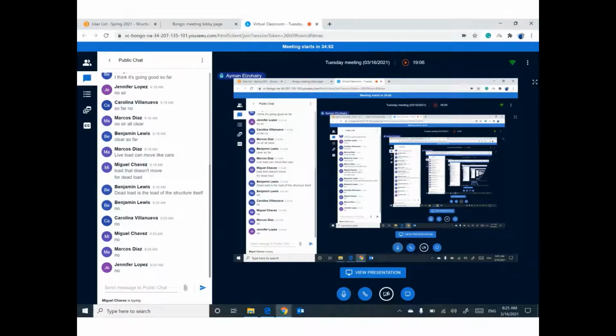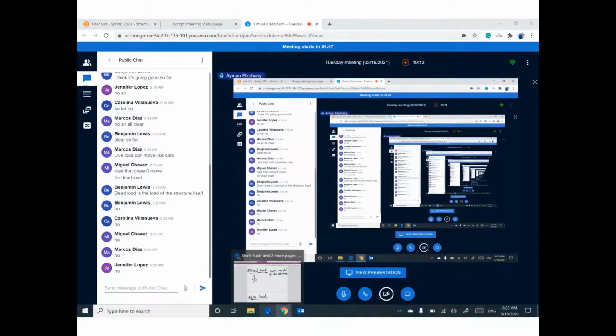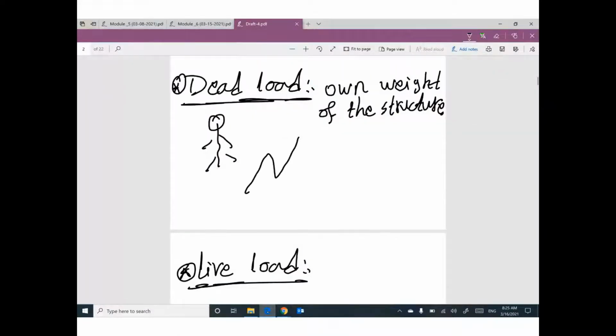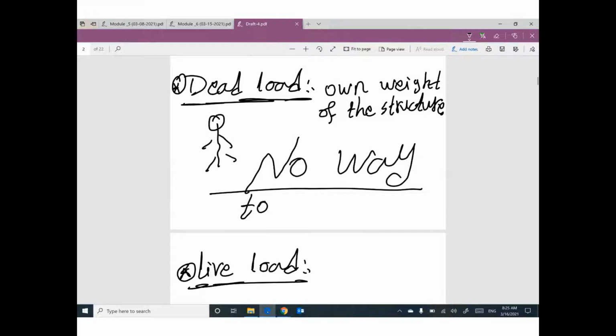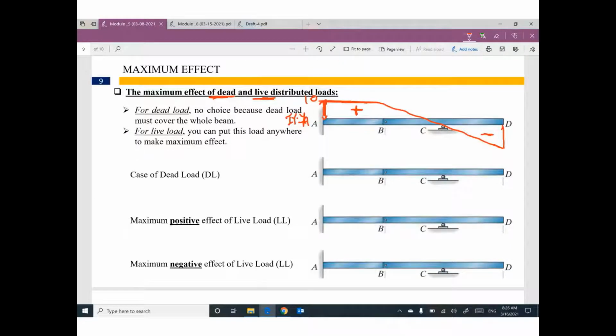Where you are, your own weight is there. That makes sense? So no way to leave your own weight at any place. Where you are, your weight is there. So for dead load, we don't have a choice, because dead load must cover the whole structure.